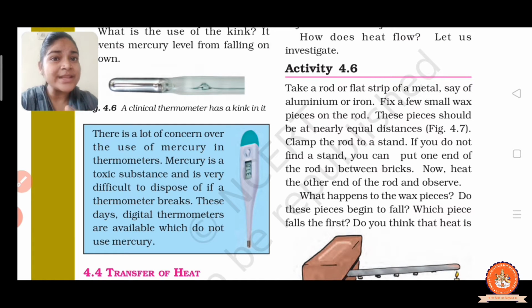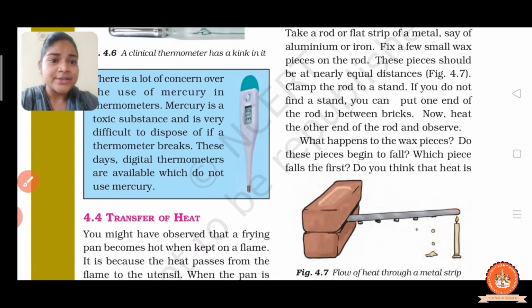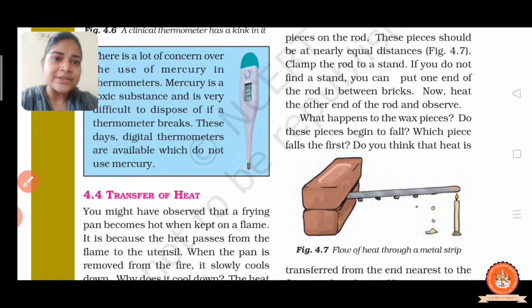And mercury is a very toxic substance. It is harmful for us, right? So that's why nowadays digital thermometers are available in the market, which do not use mercury, and it is safe to use. And here the temperature is displayed. So the digital thermometer is very safe to use.